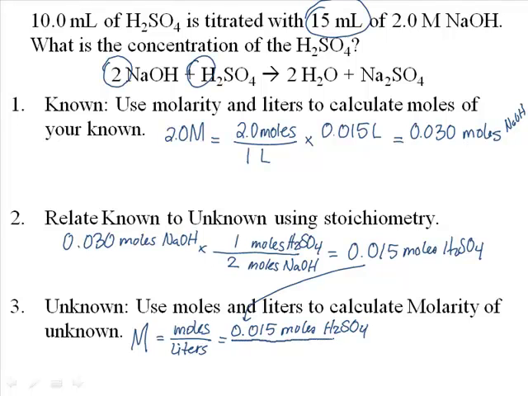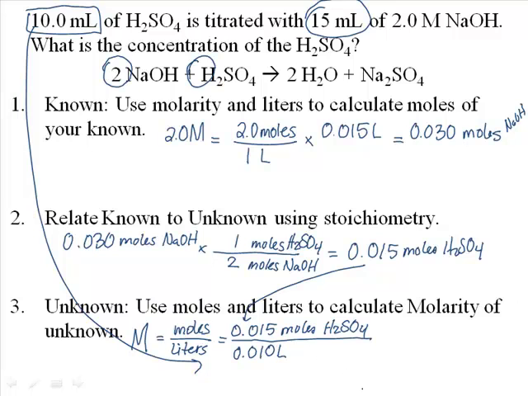And if I think back to the question, that number of moles was present in the volume of sulfuric acid I used. When I read the original question, I see that I used 10 milliliters of sulfuric acid. So that I'm going to put on the bottom. Now I know I have to be in liters to use molarity, so I'm going to convert 10 milliliters into 0.010 liters. When I divide 0.015 by 0.01, I get my answer, 1.5 molar H2SO4.